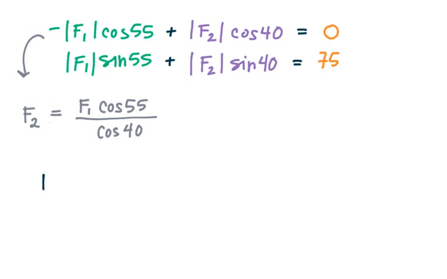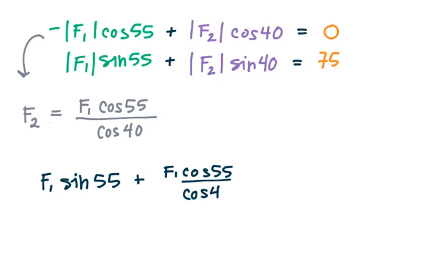So this gives me, and I'm leaving my absolute value bars off now at this point because I know I'm going to get a positive value and it just cleans up my notation, force 1 times sine of 55 plus force 2. Force 2 we just said is force 1 times cosine of 55 over cosine of 40 times sine of 40. So this equals 75. All I've done is I took this and I plugged that in right there.